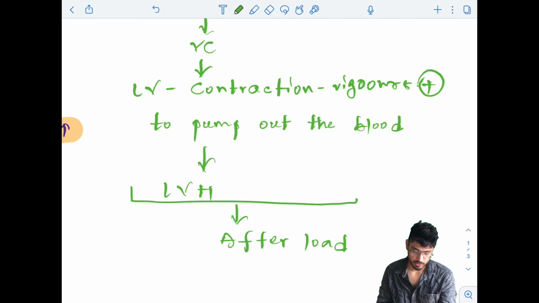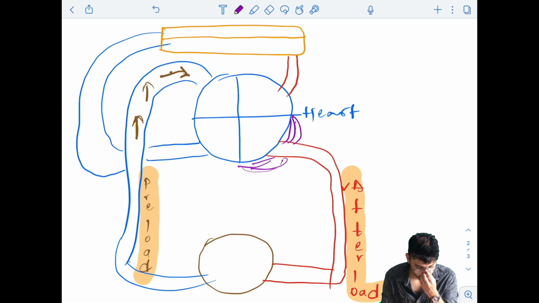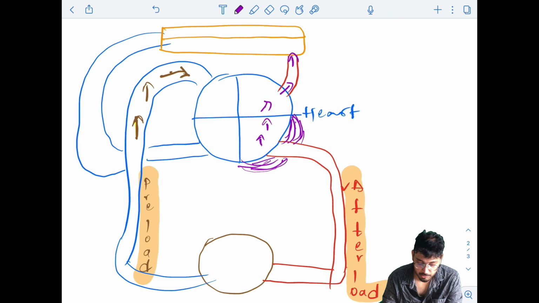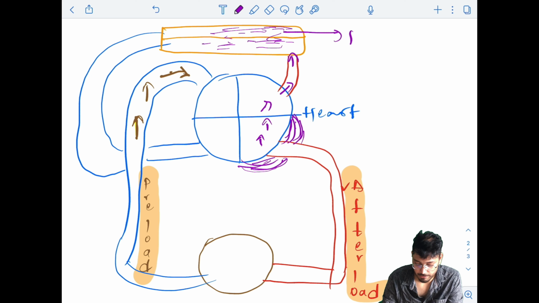So what happens over a period of time? The heart has to contract vigorously to pump the blood outside the left ventricle. After some time it will lose its capacity and cannot pump the blood. There will be development of back pressure, and there will be formation of edema within the lungs, which is called pulmonary edema.